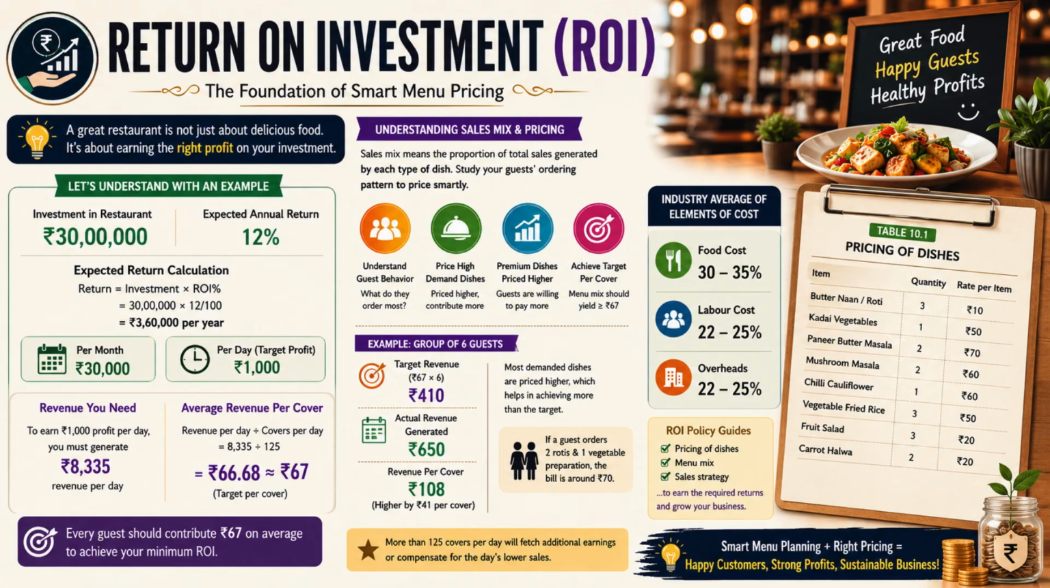Final takeaway. So, the next time you look at a restaurant menu, remember, those prices are not chosen randomly. Behind every dish is a careful calculation involving investment, operating costs, customer behavior, sales mix, and expected return on investment. Because in the restaurant business, a successful menu isn't just designed to satisfy your appetite. It's designed to keep the business profitable for years to come.